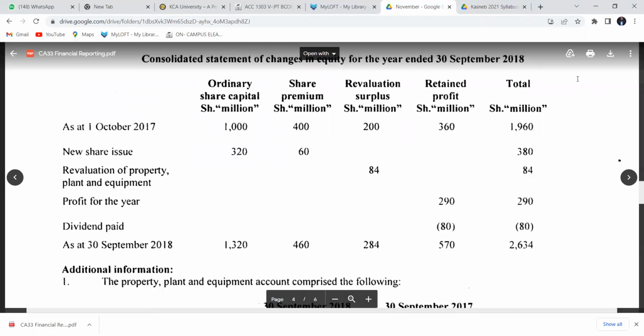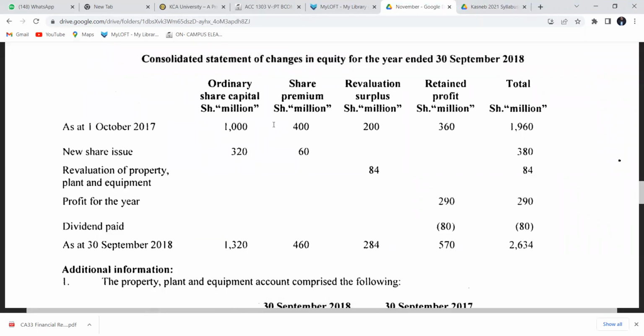Put a big X under the statement of changes in equity. Don't stress yourself with it, leave it alone, there is nowhere you will use it.